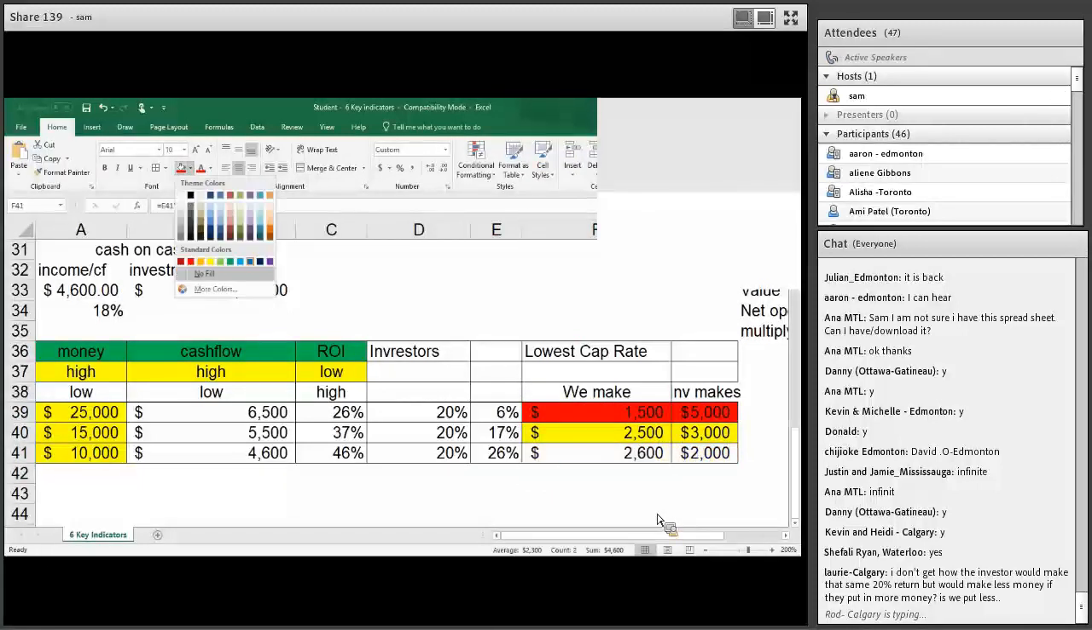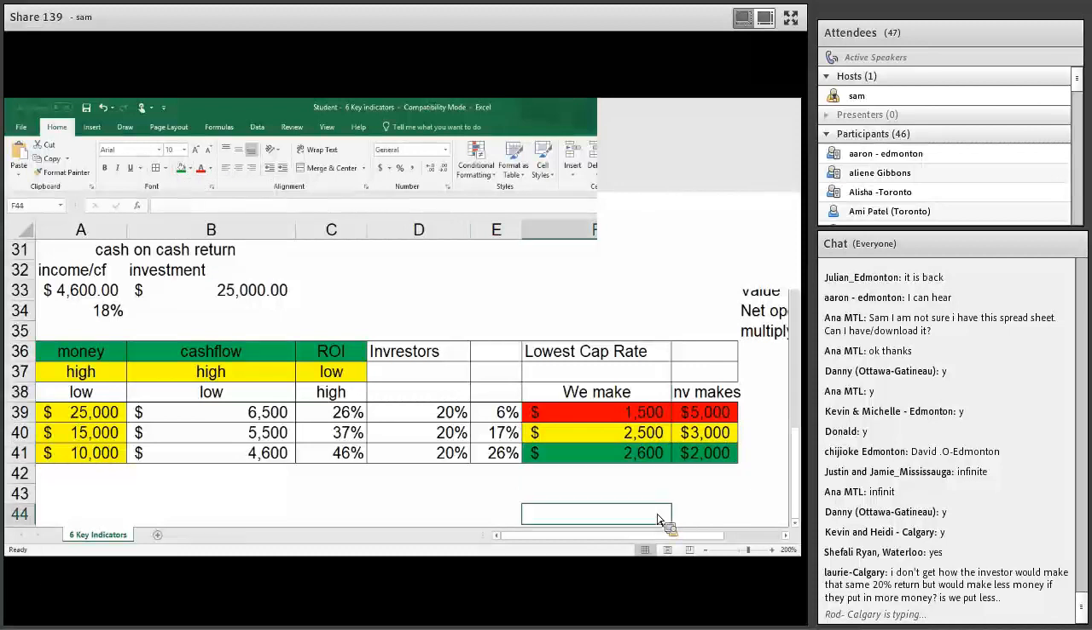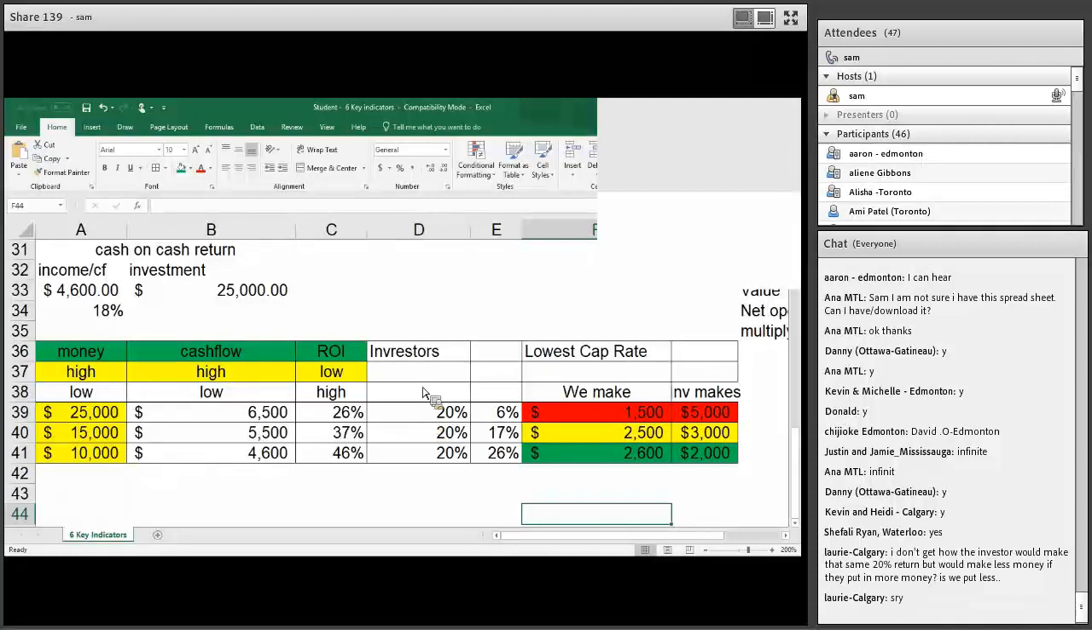I don't get how the investor would make that same 20% return, but would make less money if they put in more money, if we put less. Let me read that again. I don't get how the investor would make that same 20% return, but would make less money if they put in more money, if we put less. Okay, so I think I understand what you're saying to me.